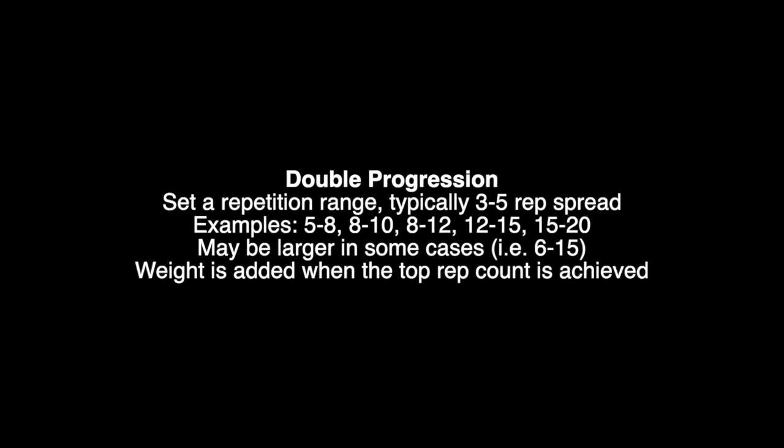So onto the double progression, where again, now we're manipulating 2 variables, which is the number of repetitions being done and the weight on the bar. So summarizing the double progression, usually set a repetition range, typically a 3 to 5 rep spread. Some common examples, 5 to 8, 8 to 10, 8 to 12, 12 to 15, 15 to 20. You may use larger ones in specific cases, usually when the weight increments are staggering relative to what you're lifting, and you just have to build it up, like lateral raises from 6 to 15. And then weight is added when the top rep count is achieved.